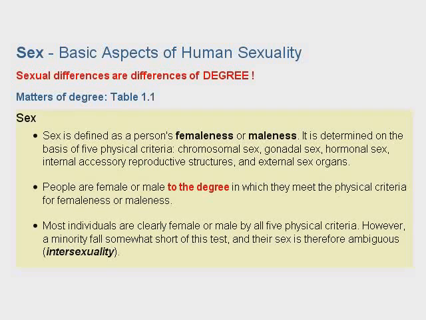However, a minority falls somewhat short of this test, and their sex is therefore ambiguous: intersexuality. We see here that in real life there are people who are in between female and male. They are called intersexuals and could very well be our neighbors, although we may not recognize them as different. They lead lives like everybody else and have no reason to tell us that they are not 100% female or male. However, by their very existence, they show us sexologists that it is more appropriate to think of femaleness and maleness as points on a gliding scale.